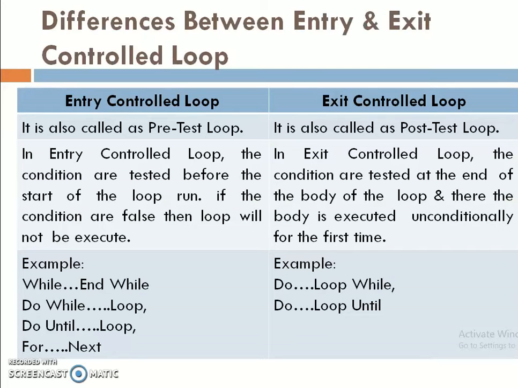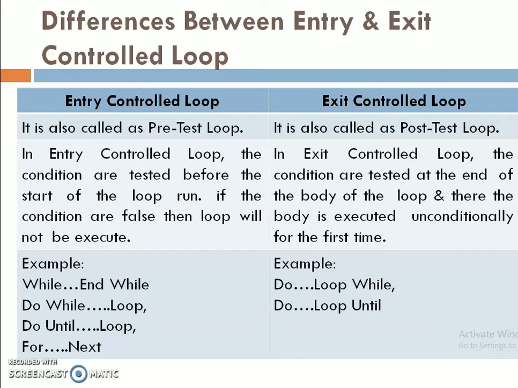Now let's discuss the difference between entry and exit control loops. What is an entry control loop? It is also called a pre-test loop. What is an exit control loop? It is also called a post-test loop. In an entry control loop, the conditions are tested before the start of the loop run. If the conditions are false, then the loop will not be executed.